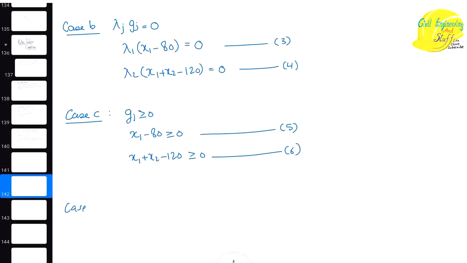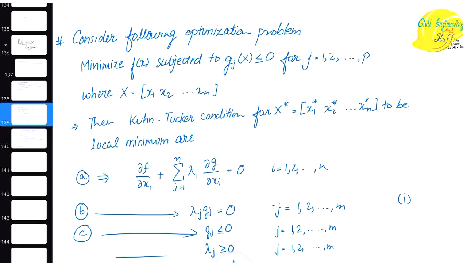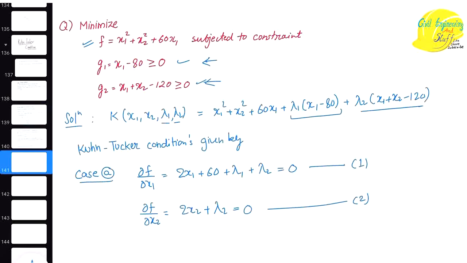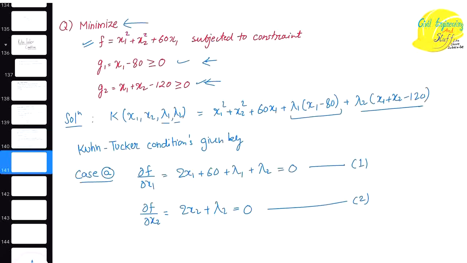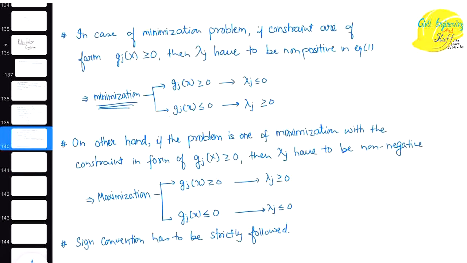Then our case D, that is lambda j greater or equal to 0. This depends upon the condition that we have, right? The question says we have to minimize, so we will refer here. Then the question says the constraints are of nature greater or equal to, so we are going to use lambda j less than equal to 0, right?